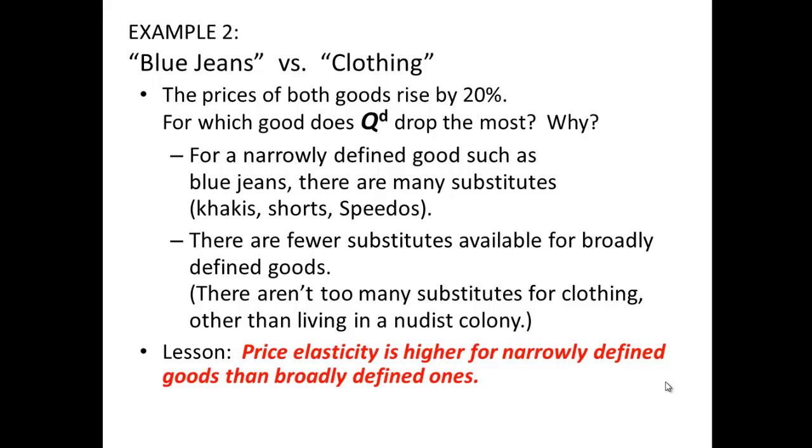There are substitutes for jeans, more substitutes for jeans than there are for clothing. And so, since there are more substitutes for jeans than clothing, we would say that clothing, because it's so broadly defined, is more inelastic than jeans, because there are very few substitutes for clothing. And again, this is the second factor that determines price elasticity, and that's called market definition.